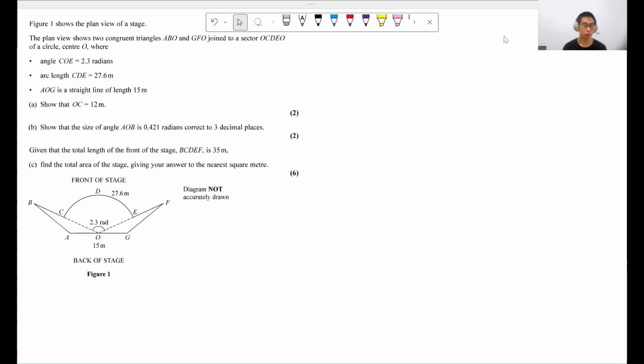Show that OC, which is the radius of the sector of the circle. We already know the arc length is 27.6, and we know the angle COE is 2.3. So R times theta is equal to the arc length, and we know what theta is. So R times 2.3 equals 27.6. And then R, the radius, is just equal to 27.6 divided by 2.3, which is 12 meters. So OC is 12 meters because OC is the radius.